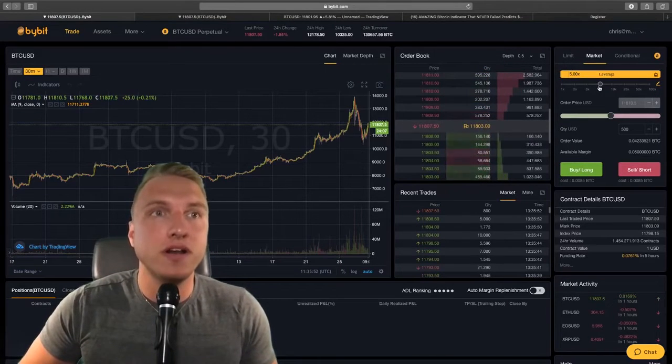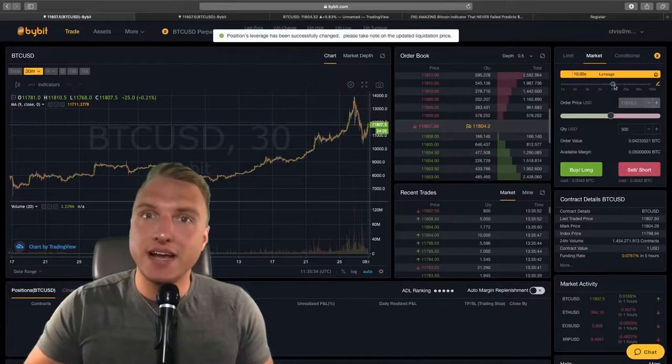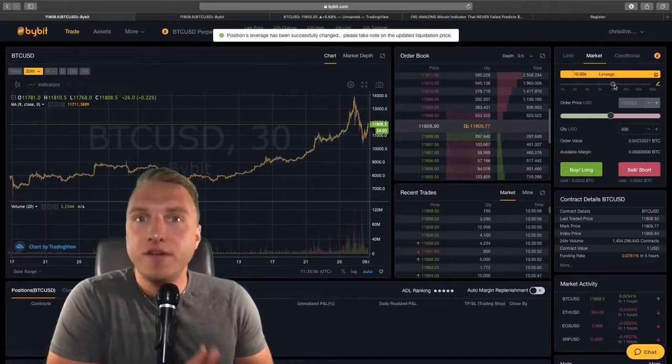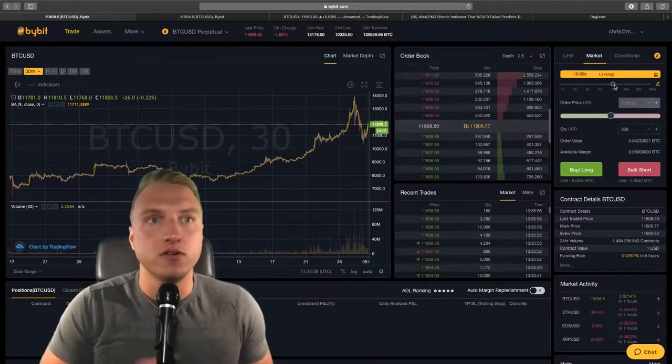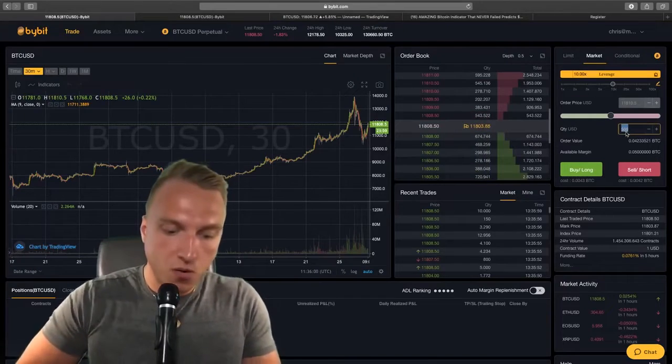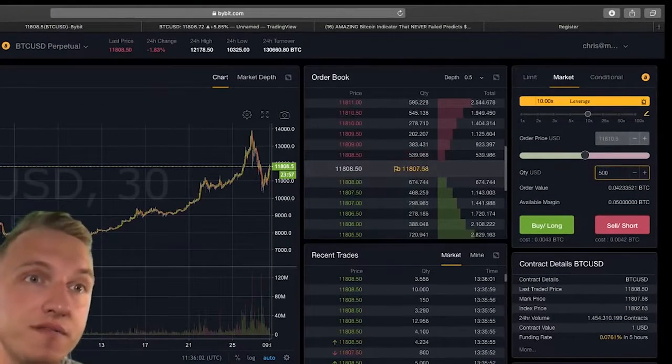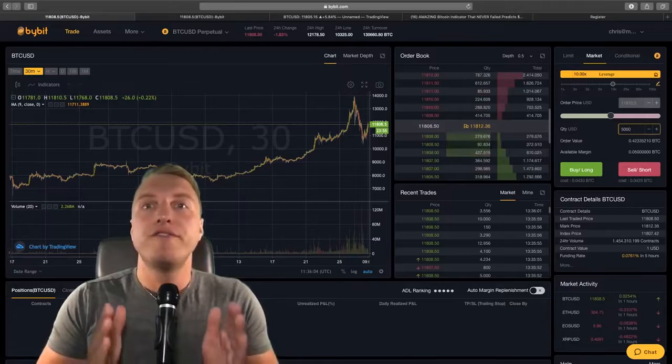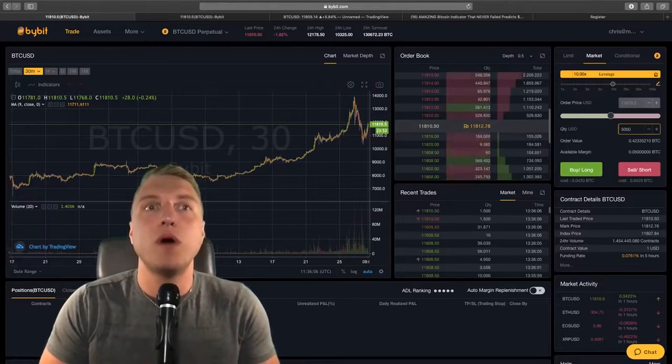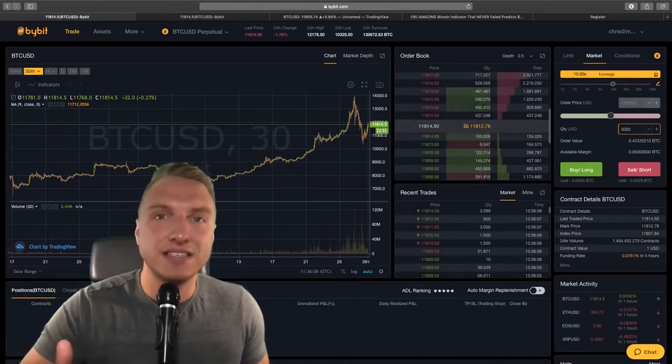And it goes on and on like that. For 10x leverage, we only use $50 instead of $500. The other way around, we can increase the order value, the quantity, to 5,000 contracts because right now we are using 10x leverage.